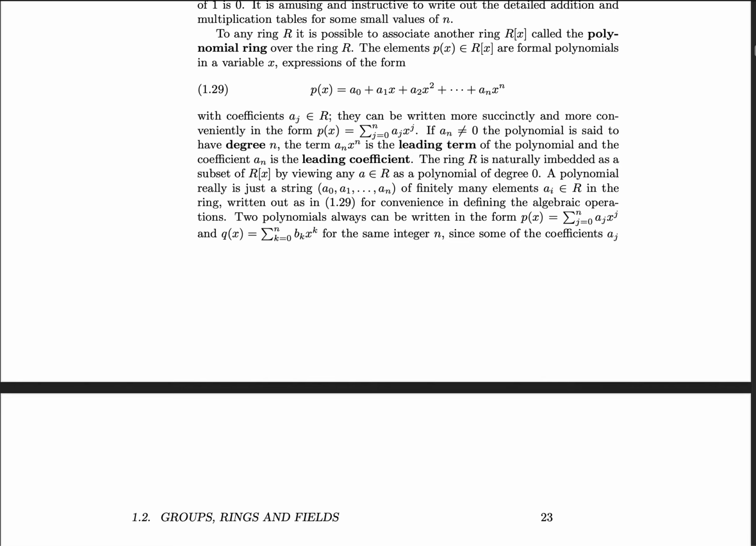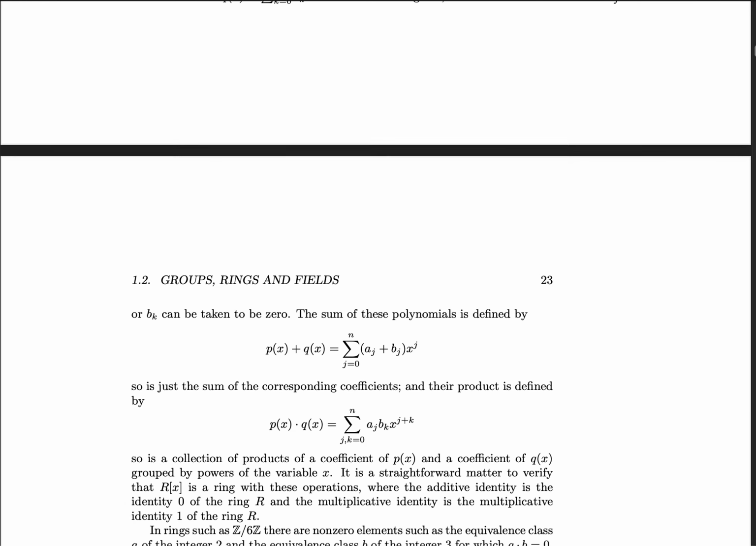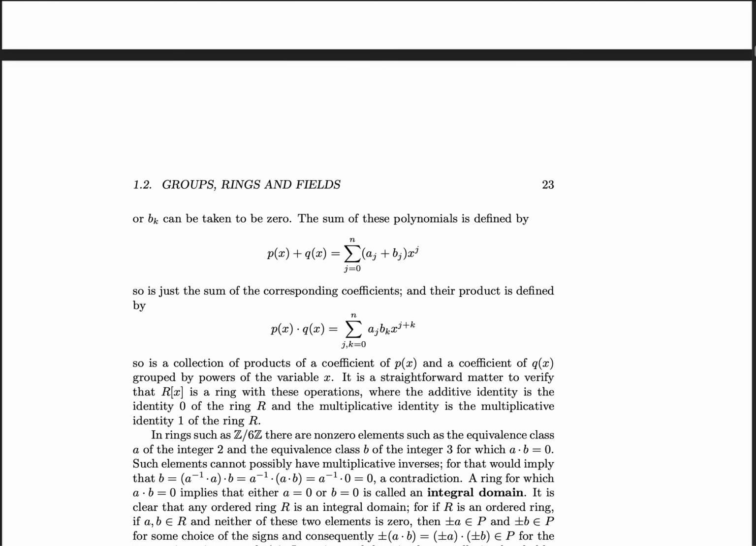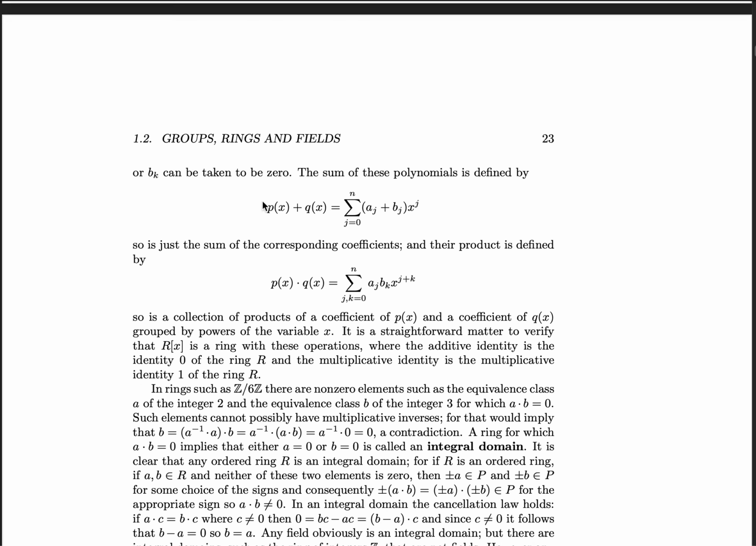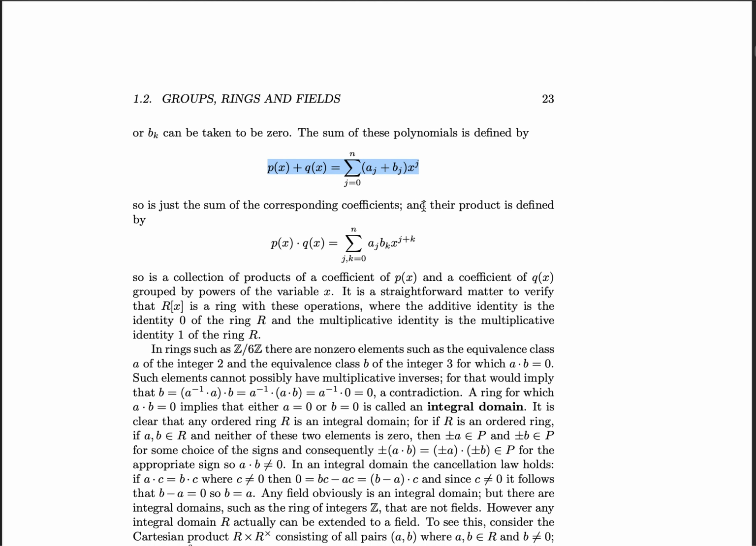We'll note that two polynomials can always be written of the form p(x) is the sum from 0 to n of a_j x^j, and q(x) is the sum from k equals 0 to n of b_k x^k for some integer n. And since some of the coefficients a_j or b_k can be taken to be 0, we define the sum of the polynomials, as mentioned before, in the standard way by simply summing the coefficients on like powers. Likewise, we can take the product by multiplying them out, which is the same as taking the sum over all pairs j,k from 0 to n of a_j b_k x to the j plus k power.